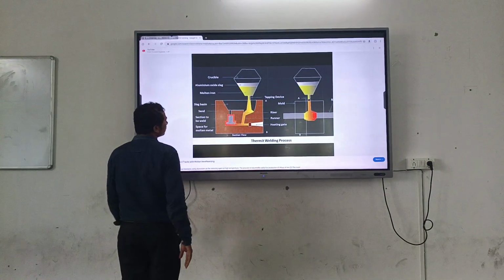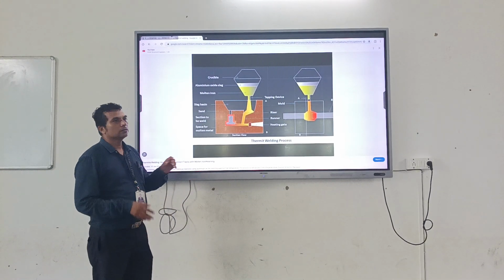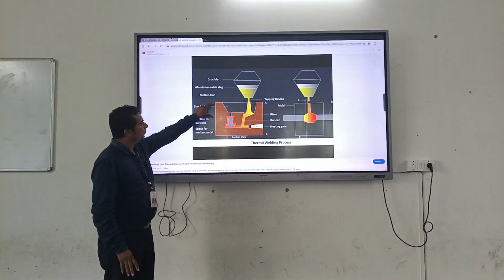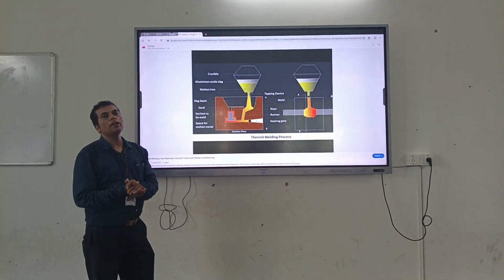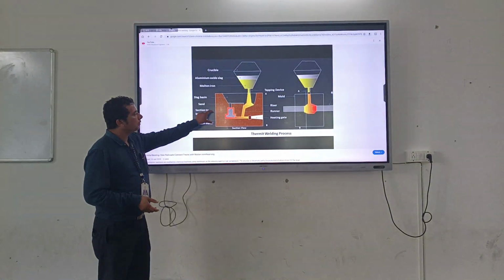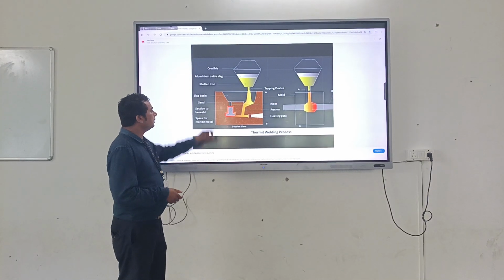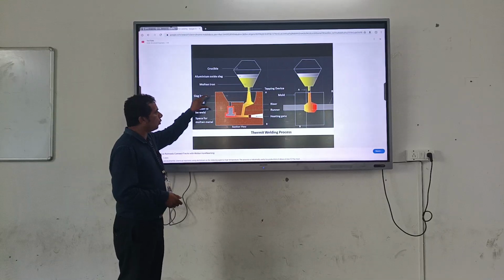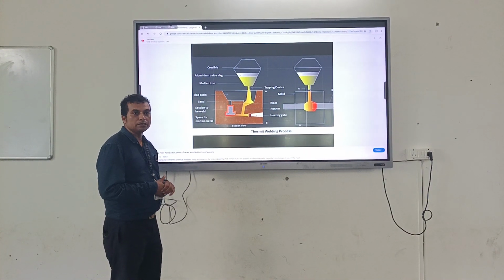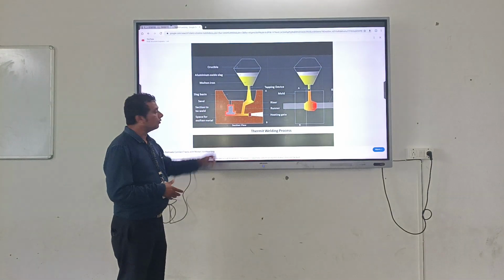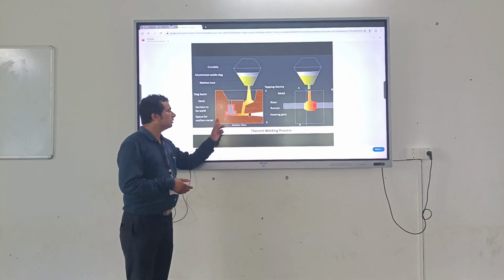Then, in sand molding and casting techniques, a flask is required. Flask means the upper portion and the downward portion. The upper portion is called the cope, and the downward portion we call the drag. In this diagram there is also a ramp. This is the upper portion, the cope, and this is the drag. In the cope, the runner, riser, and gating system are located. In the downward location, the gating system is not available. That's the reason we say this is the drag portion.